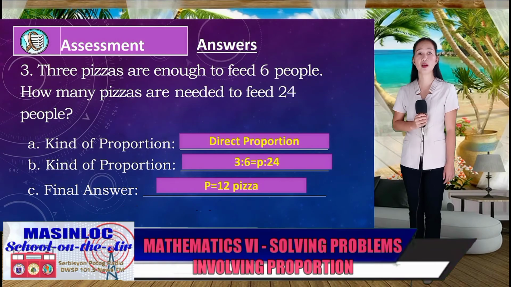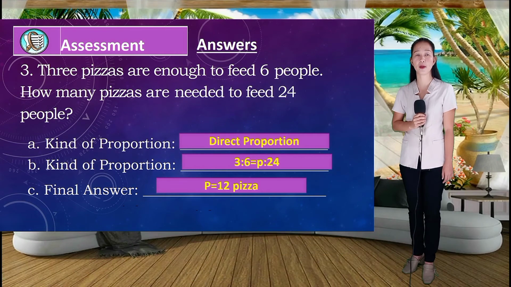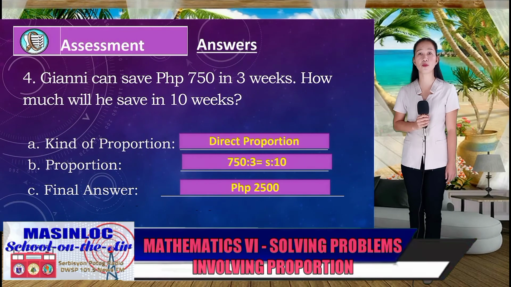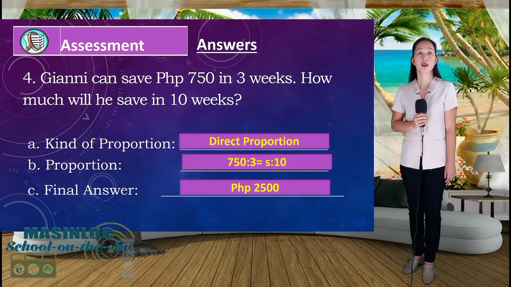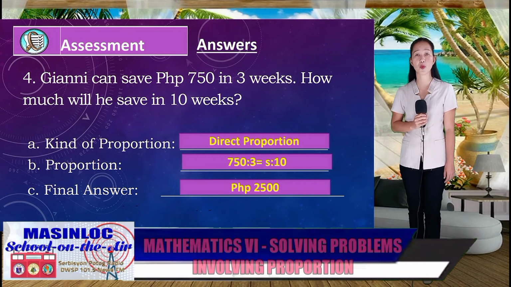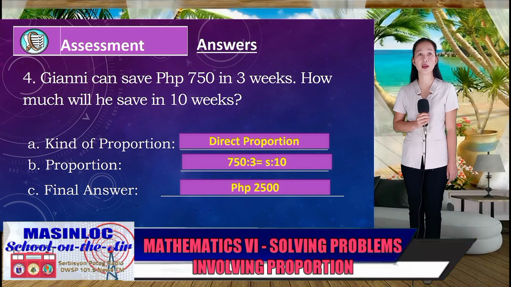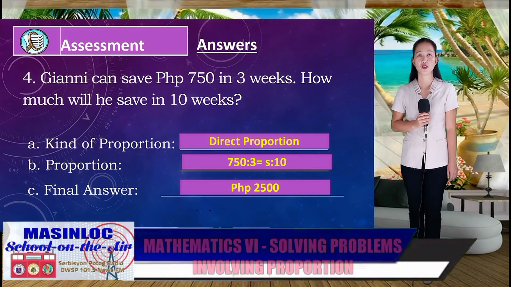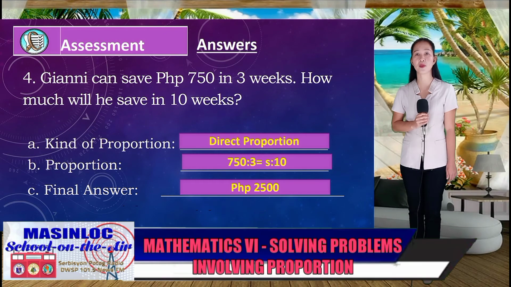The proportion problem in number 3 is a direct proportion. And the proportion is 3:6 equals p:24. The final answer is p equals 12. That means 12 pizzas are needed to feed 24 people. The proportion in number 4 is a direct proportion. The proportion is 750:3 equals s:10. And for the final answer, Gianni can save 2,500 pesos in 10 weeks.